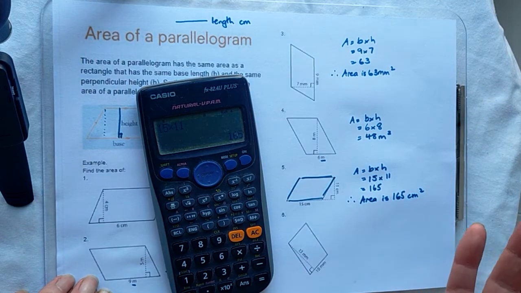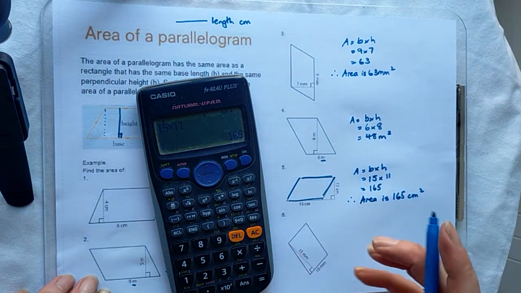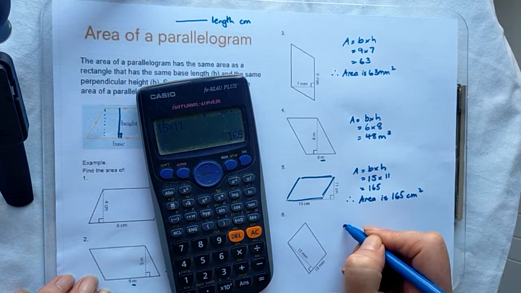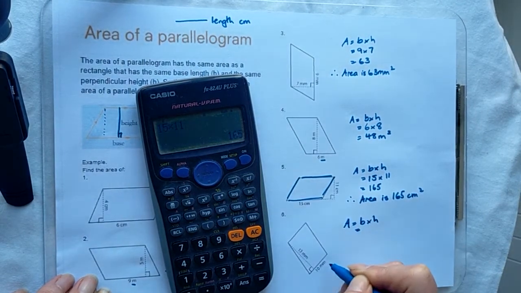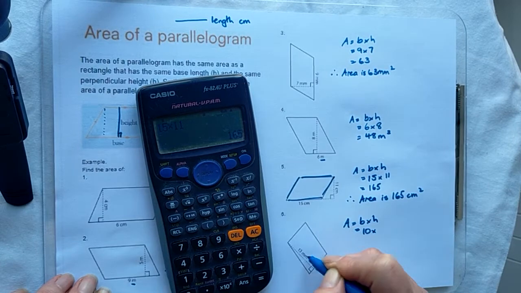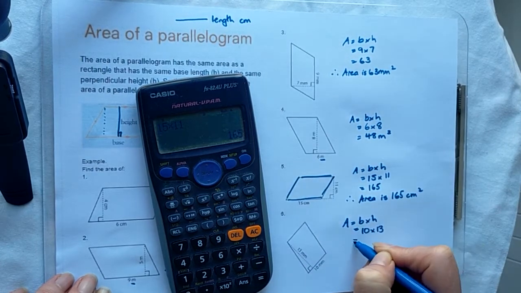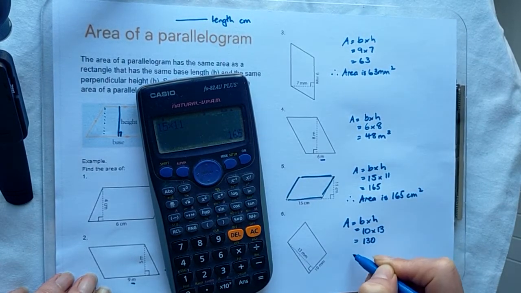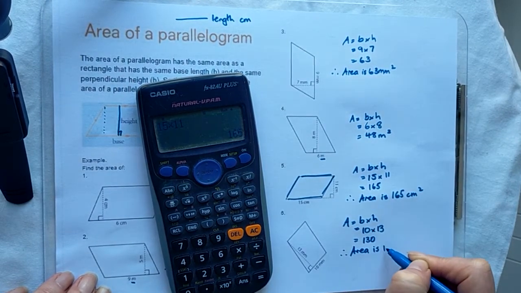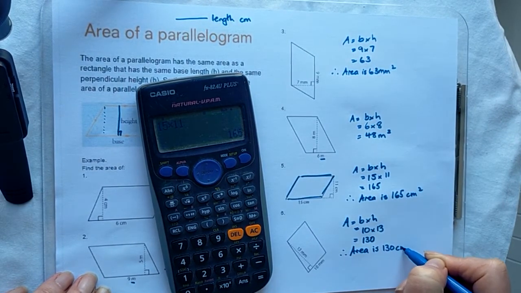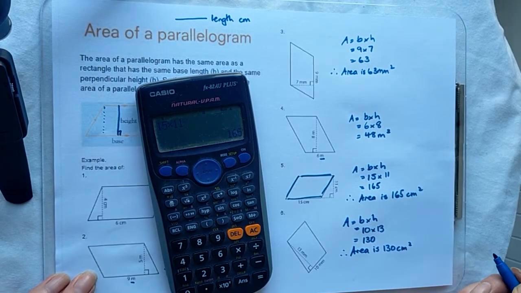Last one, again, still a parallelogram pushed on the side. So A equals B times H. Our base is 10. Our height is 13. That's 130. Therefore, area is 130 square centimetres.